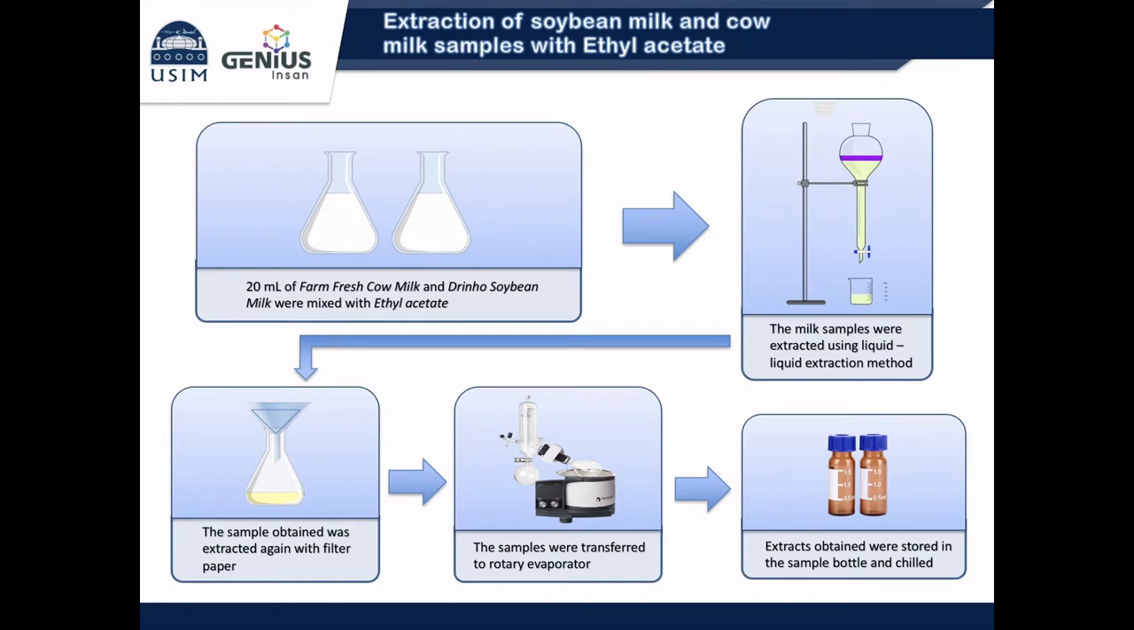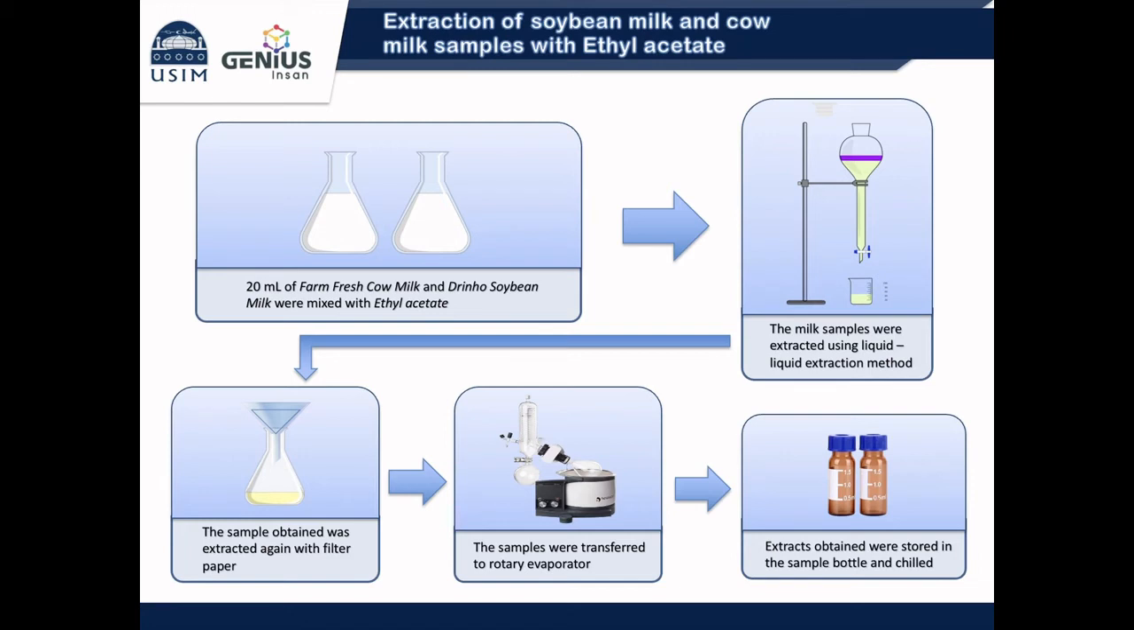Then, two layers were created by the mixture of the milk samples and the solvents: a white layer containing water molecules and the remaining chemical compounds of the milk, and a transparent layer containing extractable compounds. This procedure has been done twice to optimize the compound's extraction.